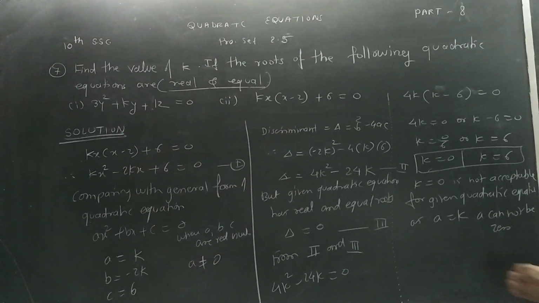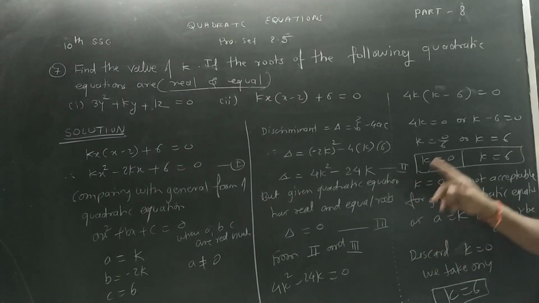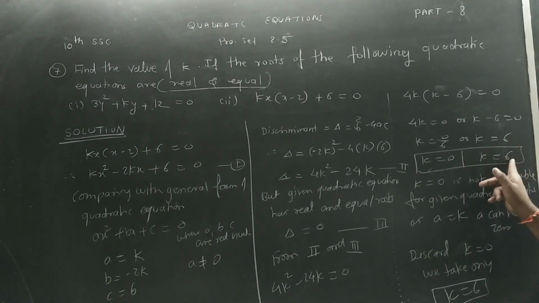So we are going to write discard. Discard what? k is equal to 0. We take only k is equal to 6. That is the final answer. We are going to write this. First thing is, forget about what you have to write. Have you understood what is given? We got the value of k is equal to 0, k is equal to 6.